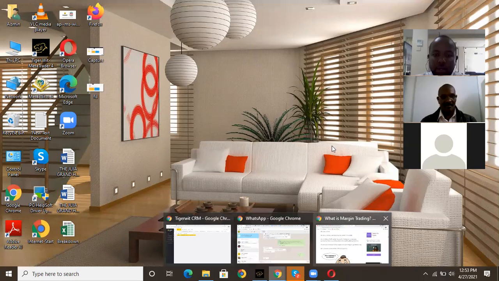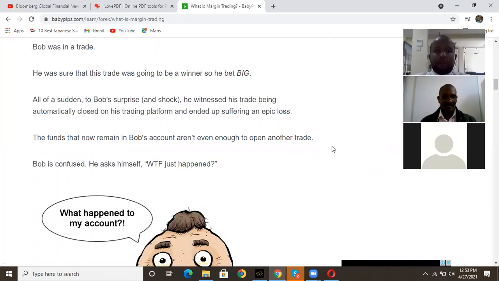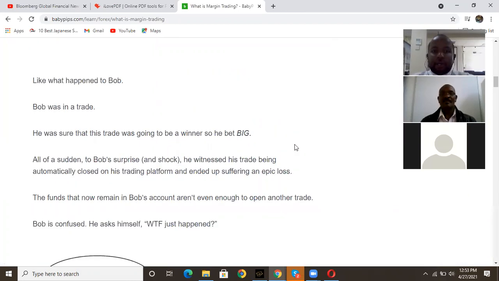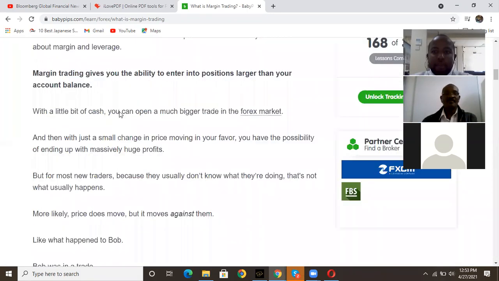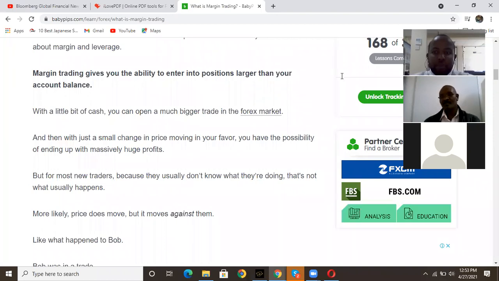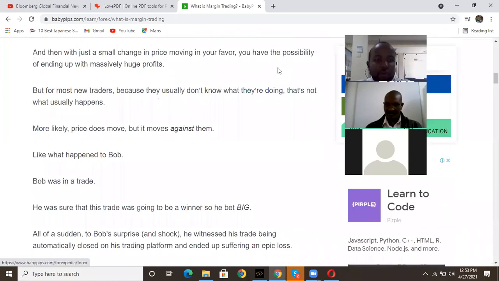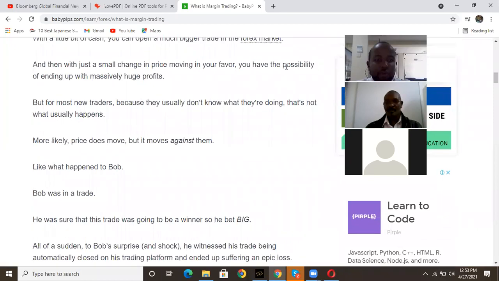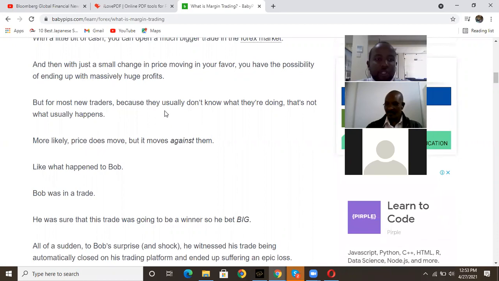Okay, we are back. So I was talking about margin. It's basically where you have a small amount in your account, but you can enter larger positions than your account balance. So maybe you have $500 or $1,000, but because of leverage, you're given more. That means you can make more with a smaller amount. This is an example I was giving. A small change in price moving in your favor gives you the possibility of ending up with huge profits. And of course, if the price goes against you, you can lose.